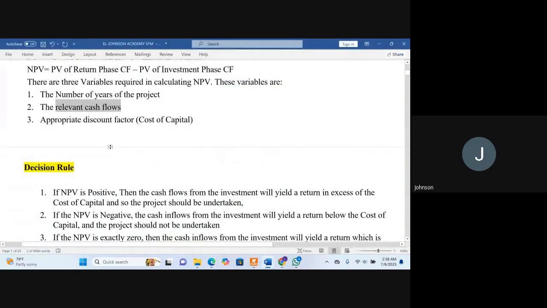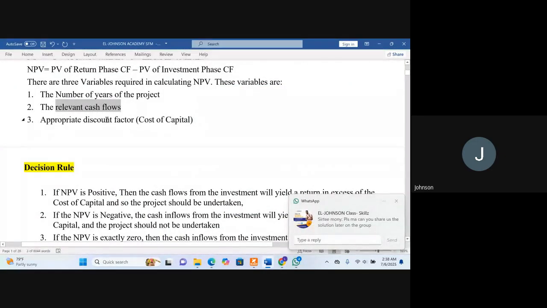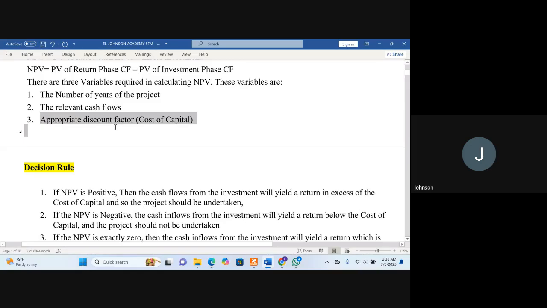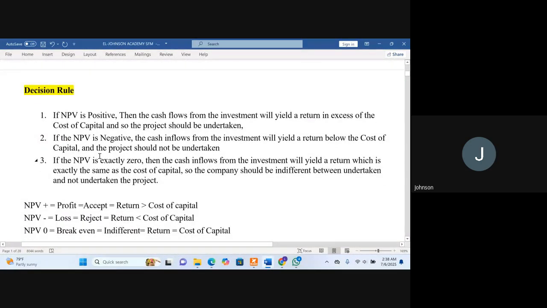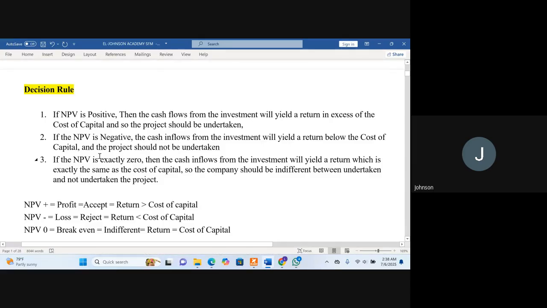NPV is very important. So now we look at what we call the relevant cash flows. I've told us about it. Then we now also talk about appropriate discount factor. So that is the cost of capital. Now, what is the decision rule? What happens when you are calculating NPV? How do you know whether the NPV of your project is worthwhile? How do you know when to reject an NPV? How do you know when to accept an NPV?